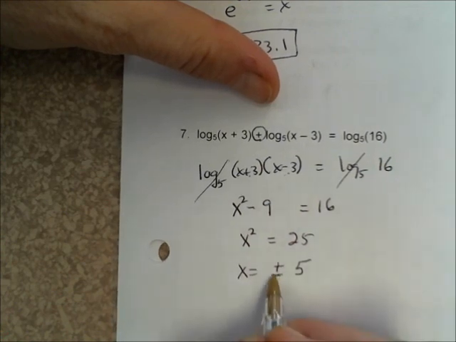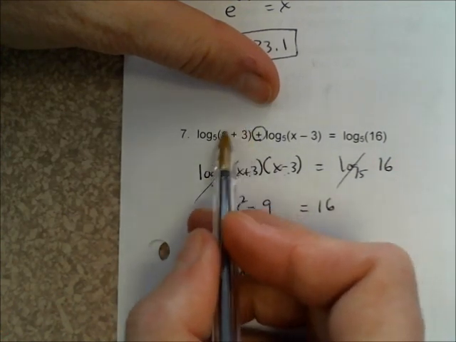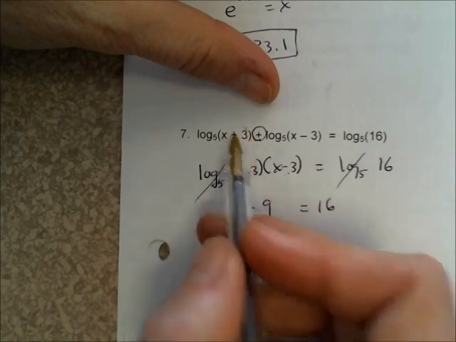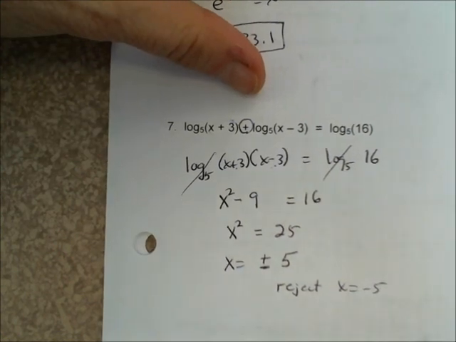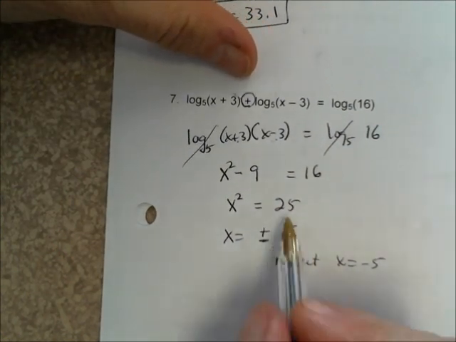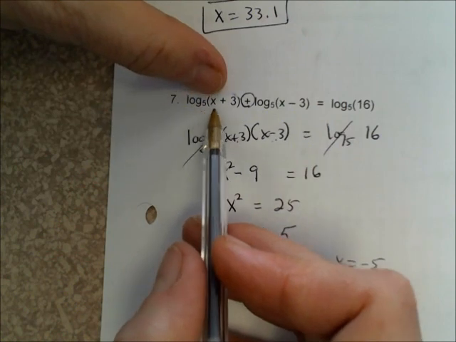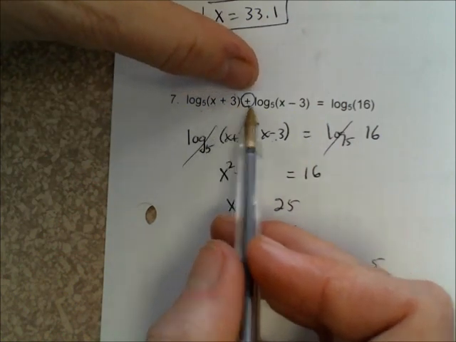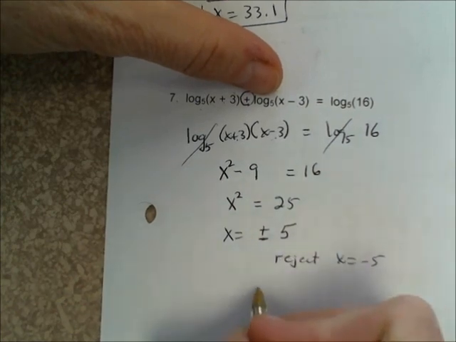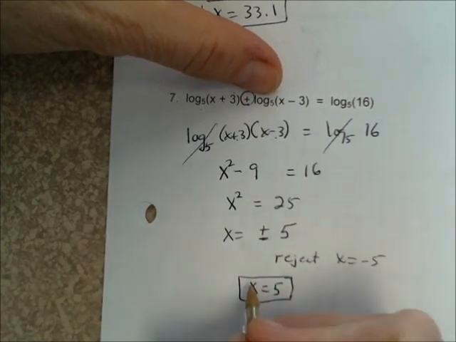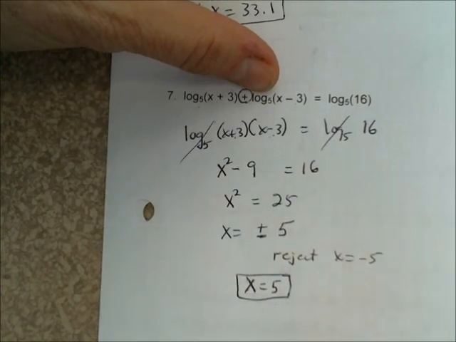Well, if you plug negative 5 into this equation, you're going to get a negative argument, which is rejected. So we're going to reject x equals negative 5. It's extraneous. But if you put a 5 in there, the log base 5 of 8 plus log base 5 of 2 should be equal to log base 5 of 16. So our answer, and if you wanted to check it, you could on your calculator, but I'll tell you that this one checks out also.